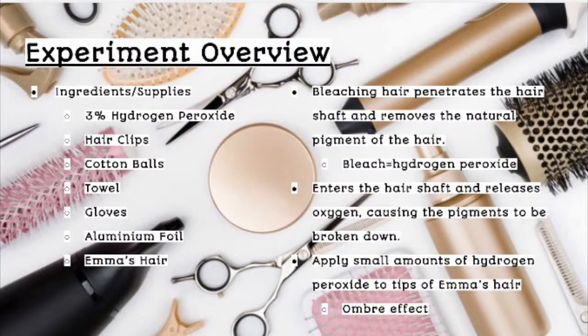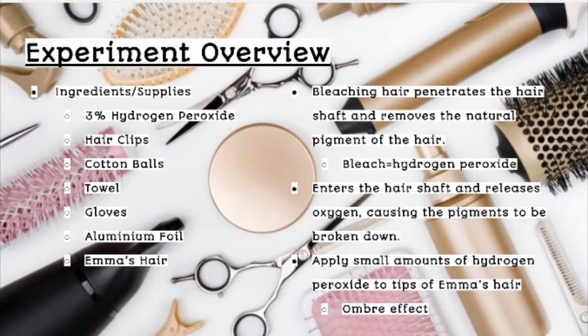Next, cotton balls were soaked in 3% hydrogen peroxide and used to saturate the ends of Emma's hair. A towel was wrapped around Emma's hair, and aluminum foil was wrapped around the experimental section of Emma's hair to hold the cotton balls in Emma's hair, as the hydrogen peroxide was given 20 minutes for absorption. After 20 minutes, the aluminum foil and soaked cotton balls were removed and Emma's hair was washed and dried. The results of the experiment indicated a noticeable change in hair color of Emma. The bleached part of Emma's hair was noticeably lighter, and the experiment was presumed to be successful.